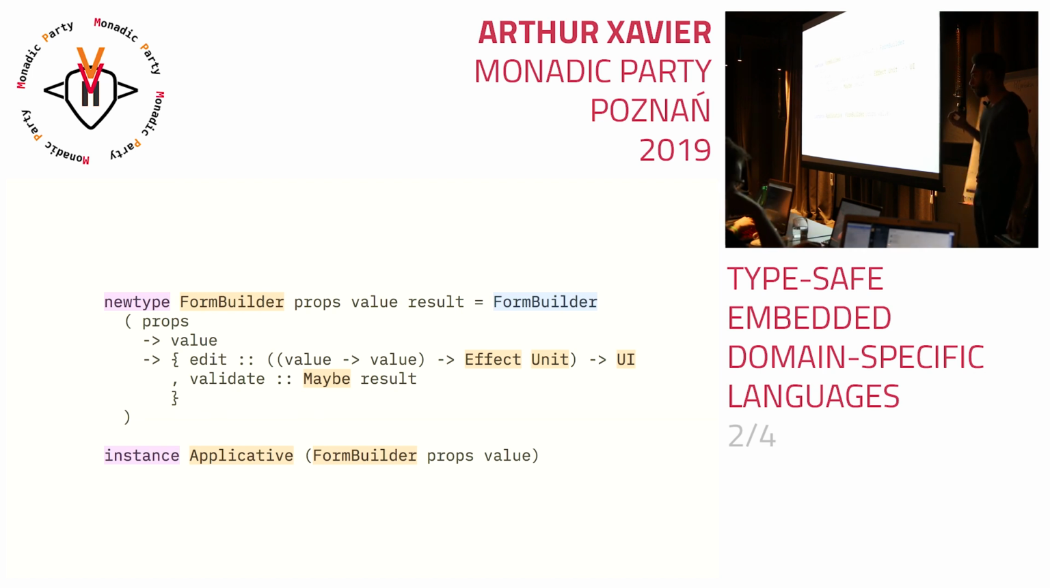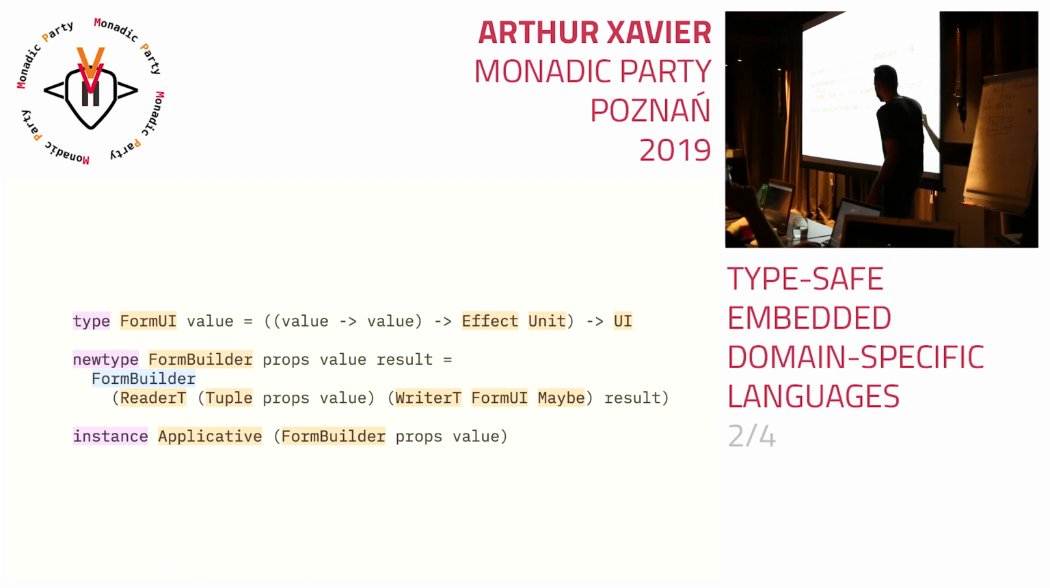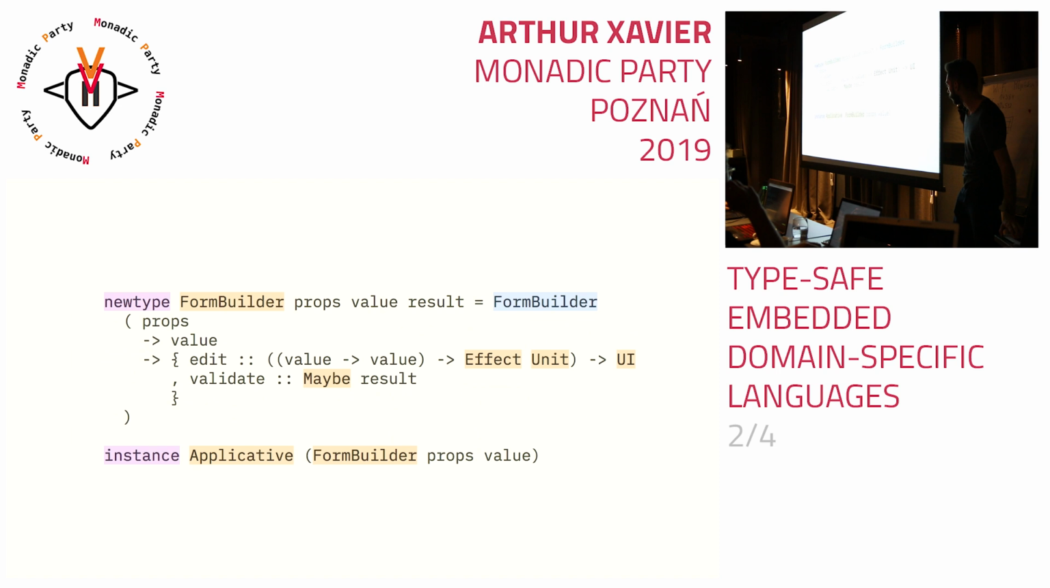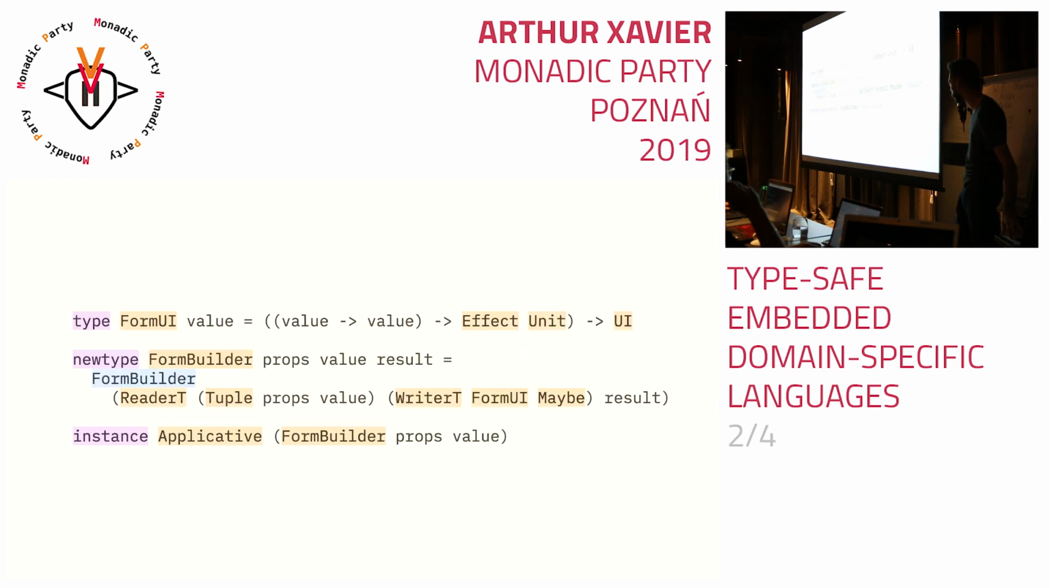But if any of you are familiar with monad transformers, and not all of you need to be, just out of curiosity, this is isomorphic to ReaderT of a tuple of props and value, WriterT of FormUI, where FormUI is this thing, because functions are monoids too, right? If the result of a function is a monoid, the function is a monoid too, because you can just write another function that takes in an argument, passes it into the two things you're combining, and then combines the results. And with a Maybe by the end, right? This is isomorphic to this. Perhaps it gives you a better intuition for those who are familiar with monad transformers. And it has an Applicative instance that can also be derived.